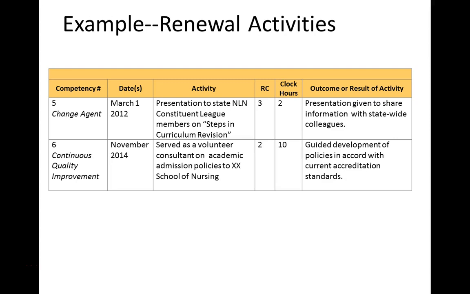Here we see competency number 5, functioning as a change agent, illustrated as a presentation to NLN state constituent members on curriculum revision. The next item exemplifies competency number 6, pursuit of quality improvement in the nurse educator role, wherein the candidate acted as a volunteer consultant to develop policies in alignment with accreditation standards.